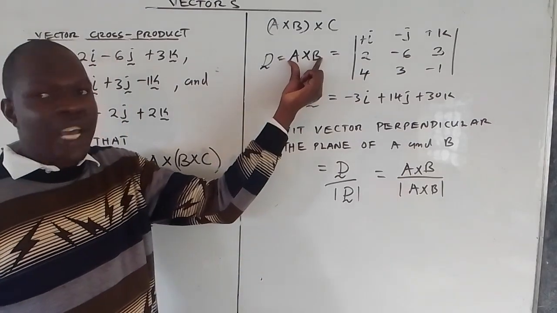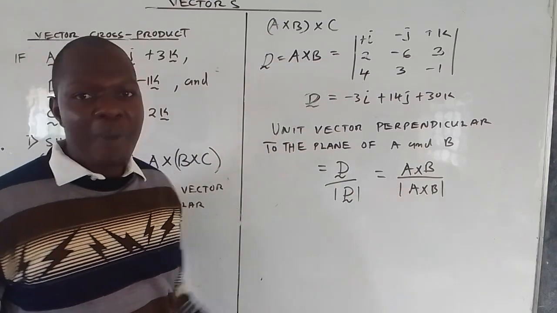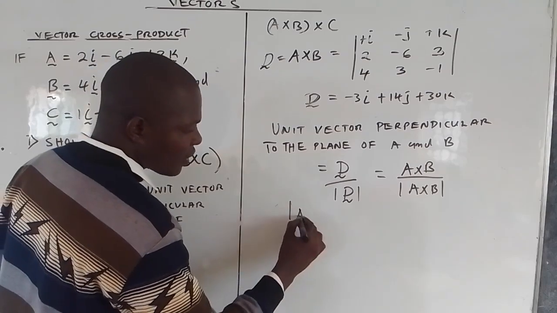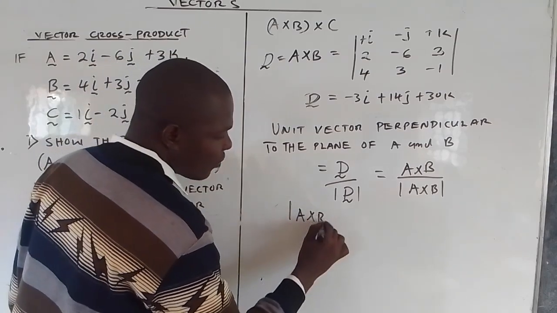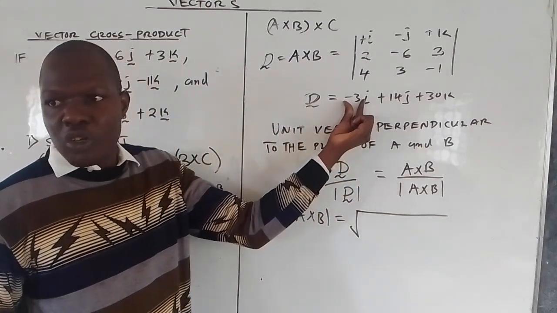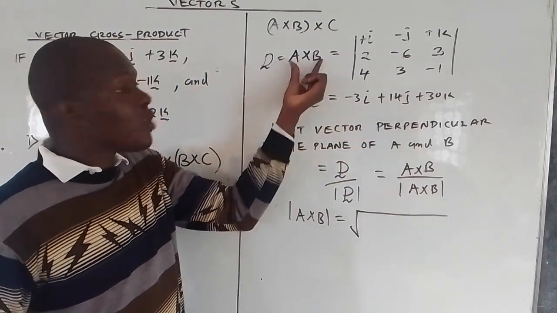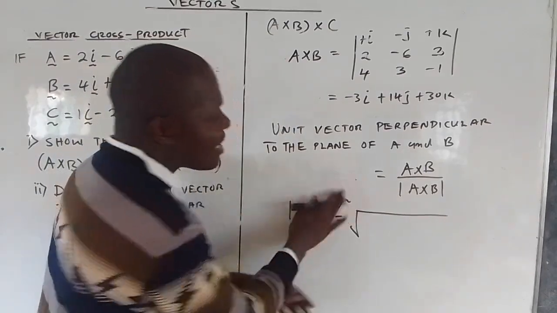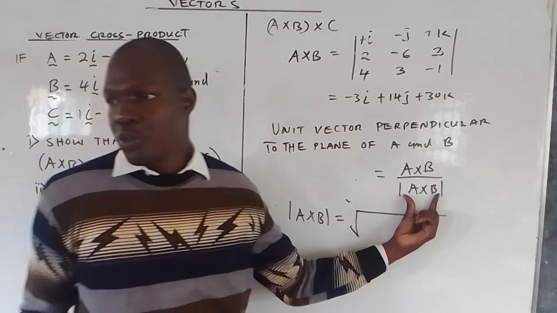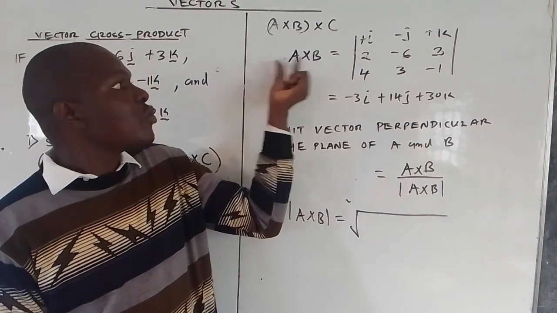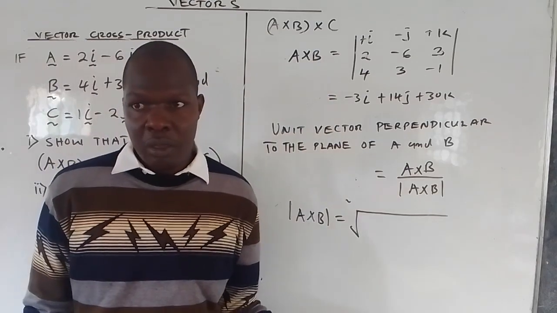We've already found A cross B, so we are now looking for the magnitude of A cross B, isn't it? What is the magnitude of A cross B? Pythagoras theorem. That is going to be the square root of x squared, and this is the x of A cross B. We just leave that D alone, so that we have A cross B over the magnitude of A cross B. Are we together? We were using D to represent A cross B. Is that understood?